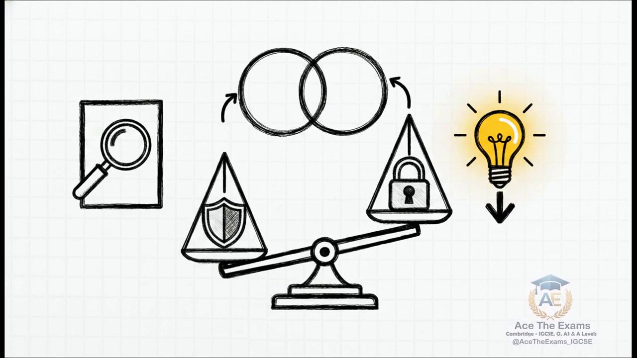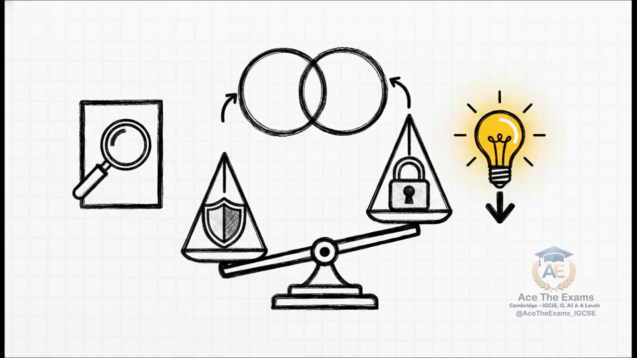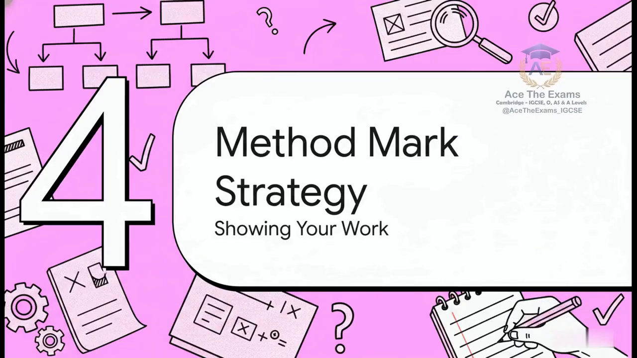Here is Challenge 3. Speed writing. I want you to imagine a 30-second timer counting down right now. Your goal is to write one perfect peel paragraph comparing 2 firewalls using this exact checklist. It forces you to be concise, to use connectives, and to actually evaluate rather than just describe. Finally, let's uncover our last secret weapon. Section 4, the method mark strategy.